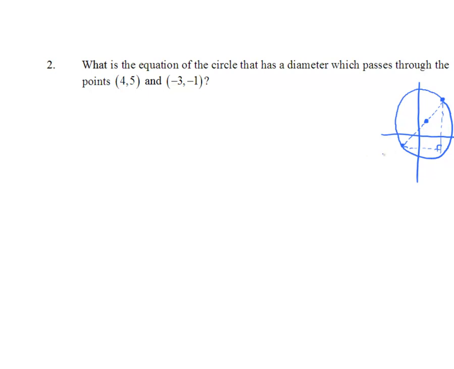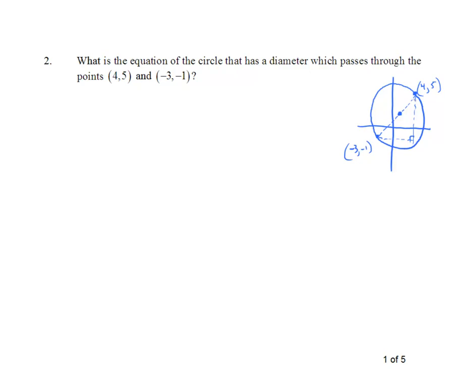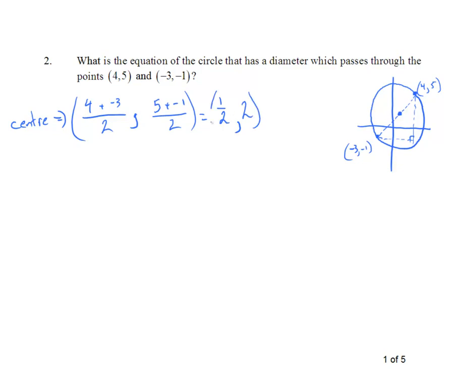So if we put these points here, we should be able to finish this. This is negative 3, negative 1. This is 4 comma 5. So those are 2 points on the circle. To find the midpoint, we add the x values together and divide by 2, and we add the y values together and divide by 2. This is the midpoint of that line. For us, that's going to be the center. So the midpoint is 1/2, comma 2.